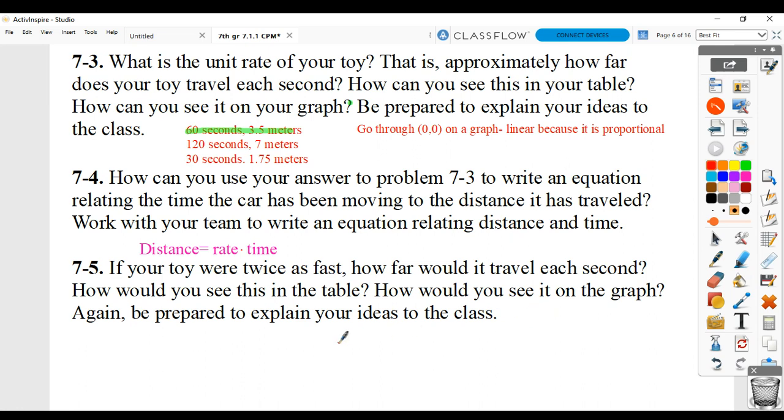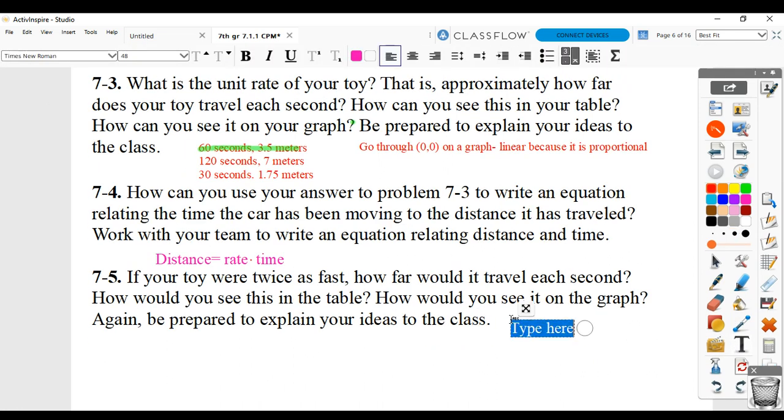If our toy was twice as fast, how far would it travel each second? Well, it would travel twice as fast, so twice as far. So that in 60 seconds, instead of going 3.5 meters, it would go 7 meters. In 120 seconds, instead of going 7 meters, it would go 14 meters, and so forth. So we would see this distance being doubled in our table.